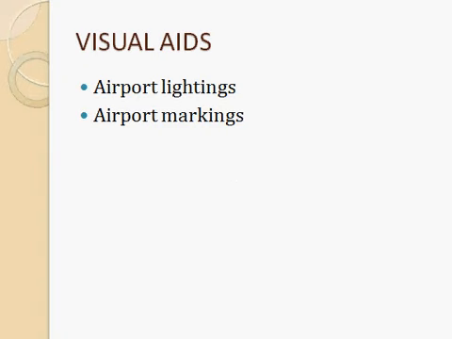Dear students, today I am going to discuss the different visual aids that are used in airports. The visual aids used in airports are airport lightings and airport markings. These help in proper landing, proper movement in the airports, etc.